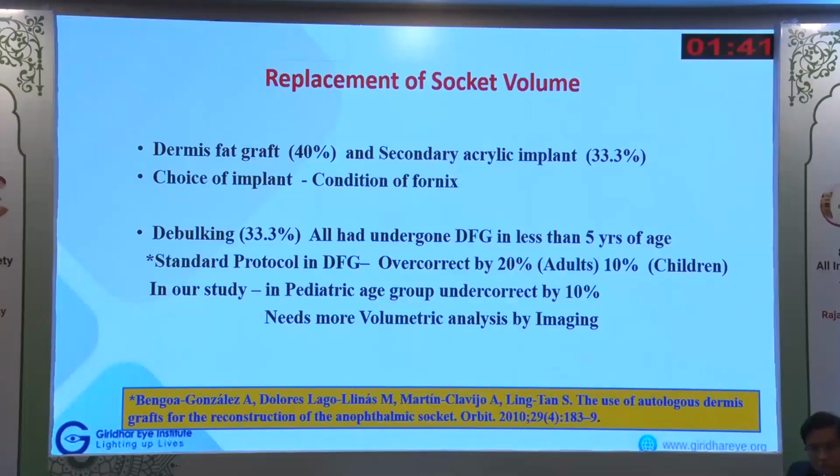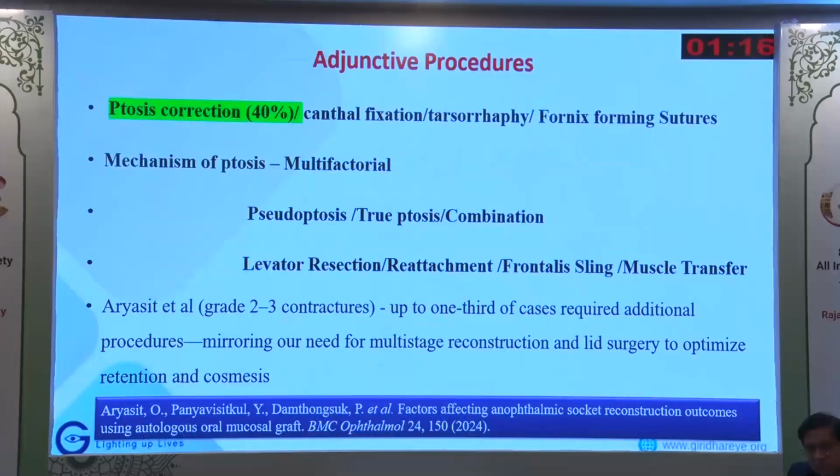On comparing the replacement of socket volume, dermis fat graft was the most common procedure done, followed by acrylic ball implant. Choice of implant depends on the condition of the fornices. 33.3% had undergone debulking and all had undergone dermis fat graft before 5 years of age. The standard protocol in DFG is to overcorrect. However, in our study, we would like to undercorrect by at least 10% in the pediatric age group. However, this needs more volumetric analysis by imaging.